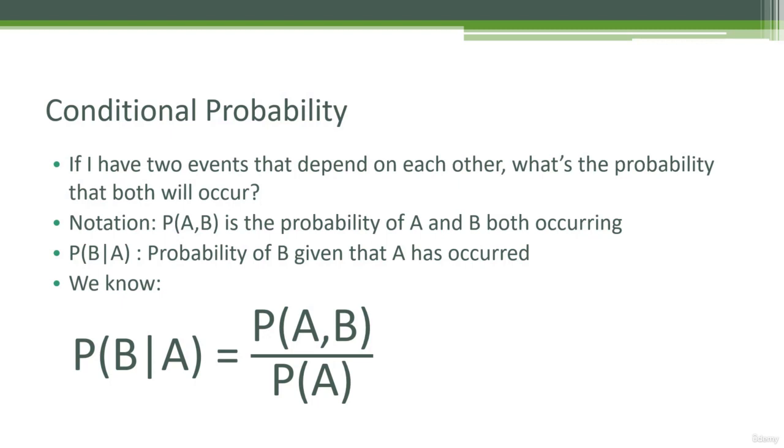Now, the notation that we're going to use here is twofold. There's P(A, B), and that means the probability of both A and B occurring independently of each other. And then we have P(B | A), that's the probability of B given that A has occurred. So that implies some dependency between B and A.